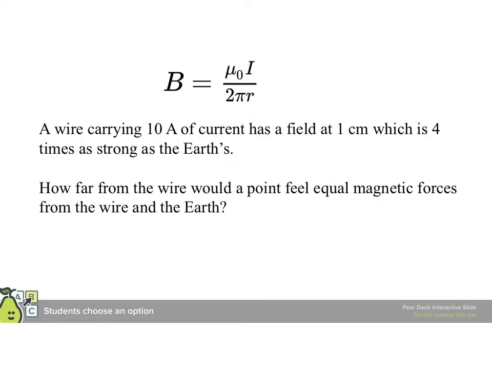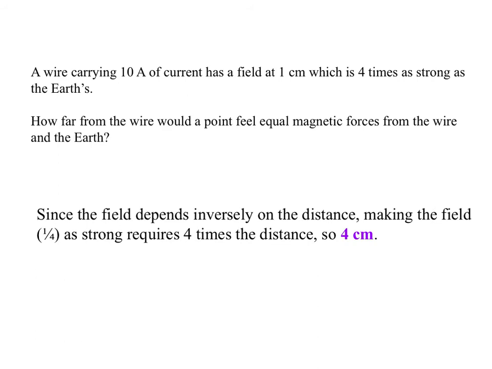All right, so a wire carrying 10 amps of current ends up having a field at 1 centimeter which is 4 times as strong as the Earth's. That was in the chart before. How far from the wire would you have to be to feel equal magnetic force from the Earth and the wire? Well, since the field depends inversely on the distance, if we want to make the field 1/4 as strong, we need to make the distance 4 times further. So it would have to be 4 centimeters.